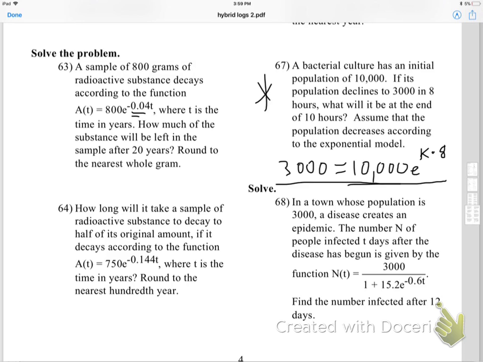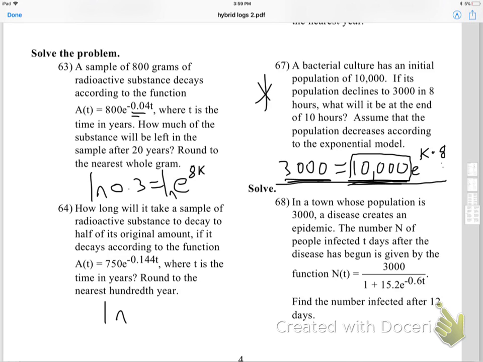Remember, initial amount, future amount, and it took 8 hours. I'm still going to divide both sides by 10,000. Again, divide by the number next to the letter. That's fairly straightforward. That's 0.3. I can do it in my head. 3,000 divided by 10,000 is 3/10. So 0.3 equals e to the 8k. Now, again, remember, log both sides.